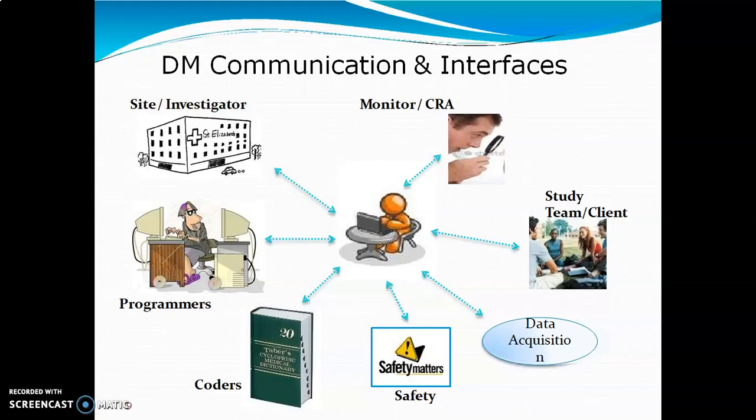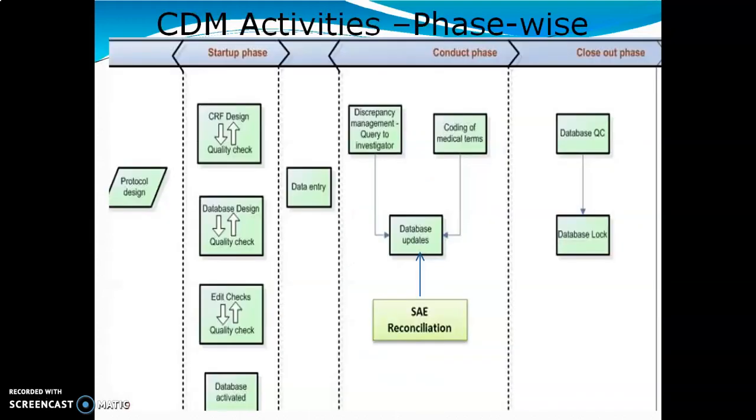Now let us move on and see clinical data management activities phase-wise. Any clinical trial can be divided into three phases. This is the startup phase, the initial stage when the clinical trial is planned to start; in between is the conduct phase, where the actual clinical trial is going on; and the closeout phase, when the clinical trial is completed and we are going to close it. Overall, up to here we can observe generation of data. This data should be stored.